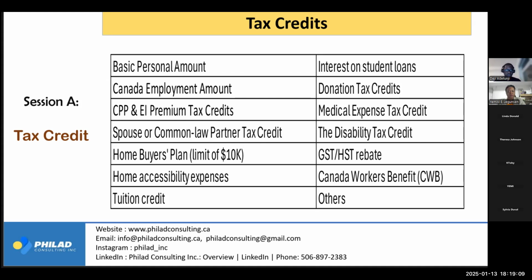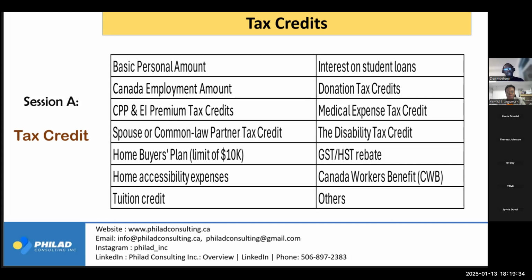We have something like the home accessibility expenses. If you have a senior or disabled person living with you who is an eligible person, you can claim up to $20,000 in costs associated with redesigning or retrofitting your home for the person involved. So that is another tax credit you can claim.